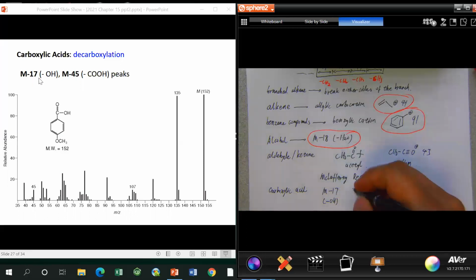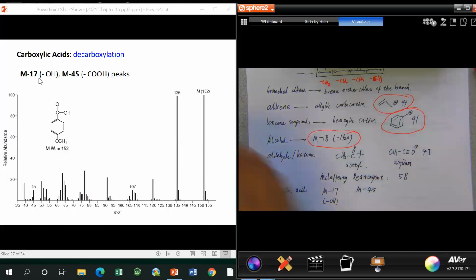Another common fragmentation in carboxylic acids is M minus 45. That clears off the whole carboxyl group, COOH. In the example shown here, this is the molecular ion peak, 152. Then you see the difference between the M peak and this fragment, 135, is 17. That is the carboxylic acid releasing one OH group.